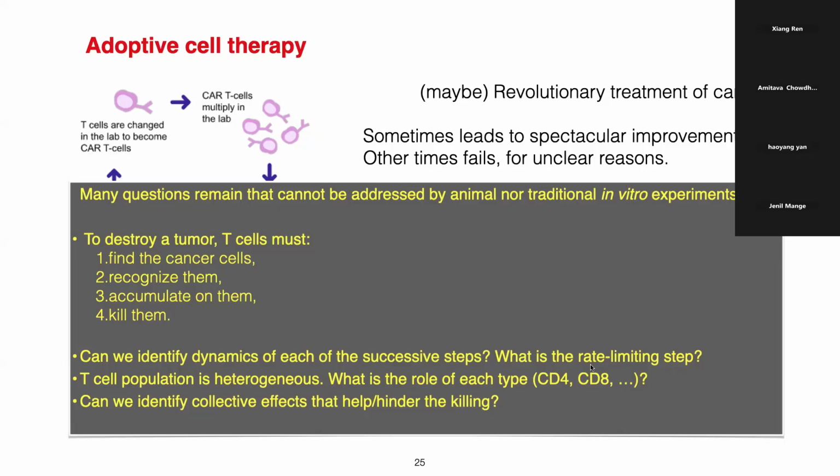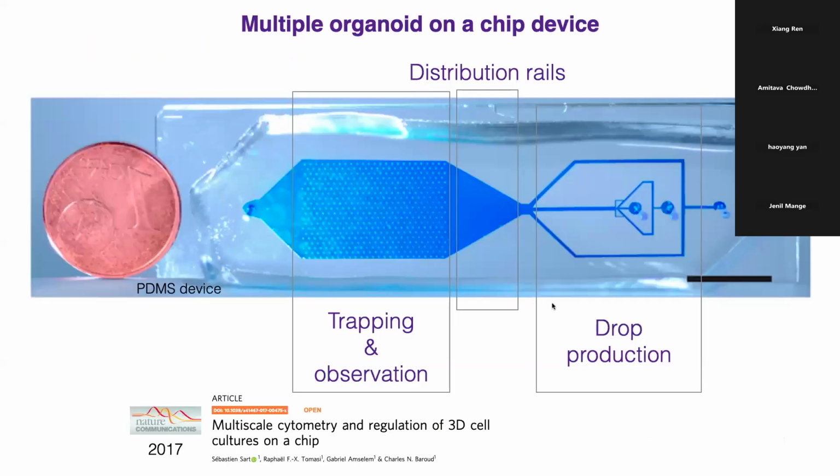And so these are the types of questions that we have been asking in my lab on adoptive cell therapy. The way we do this is again with a microfluidic chip that has three parts. One part is for droplet production, a second part for droplet distribution, and then the real experiment happens in this part, which is the trapping and observation region of the chip.